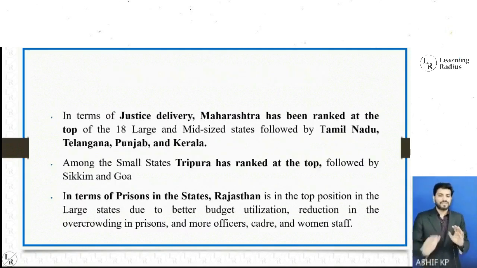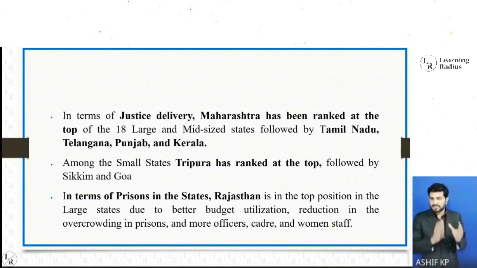In terms of justice delivery, Maharashtra has been ranked at the top of the 18 large and mid-sized states, followed by Tamil Nadu, Telangana, Punjab, and Kerala. Among the small states, Tripura has ranked at the top, followed by Sikkim and Goa. In terms of prisons in the states, Rajasthan is in the top position in the last state due to better budget utilization, reduction in the overcrowding in prisons, and more officers, cadre, and women staff.